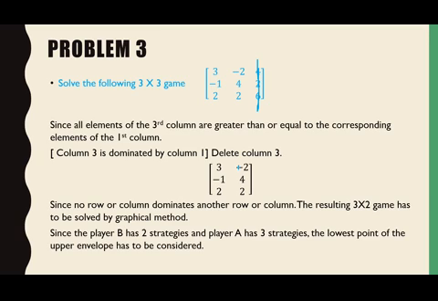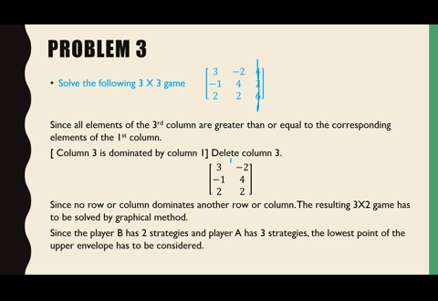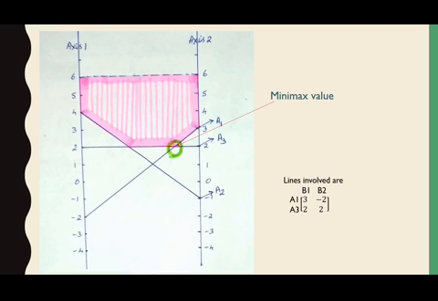But the structure of the problem is m cross 2, right? I have m rows, which is 3 rows, and I have 2 columns. So the m cross 2 method can be applied. So I can apply the graphical method on this. The points that I've got are 3 and minus 2 for A1, minus 1 and 4 for A2, 2 and 2 for A3.